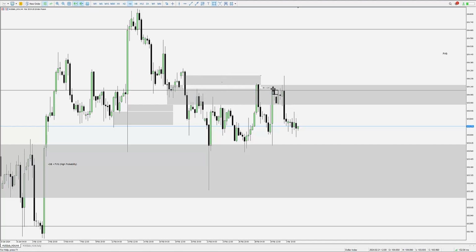This was the imbalance that we had, and it was filled almost right to the pip here last week. And then price traded lower. So going into this week, this level here, number one, is a high probability zone where you should be hunting for shorting opportunities, because it's accompanied with a fair value gap. That's a bearish order block accompanied with a fair value gap.